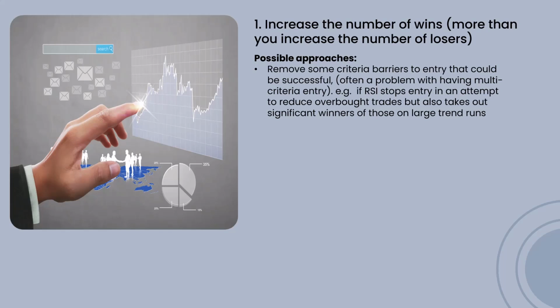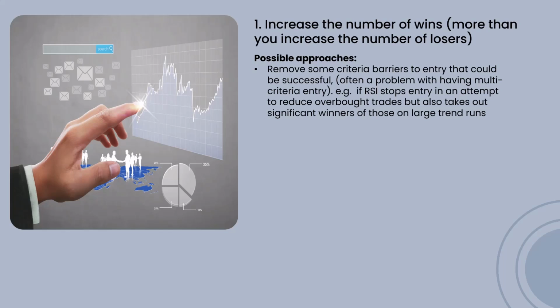Let me give you an example of this. If you have a rule in your system that says if the RSI is above 70, then don't enter a long trade, it could also take out significant winners of those trades that are on large trend runs. Often we see the RSI stay above 70 for a considerable amount of time before ultimately we see it start to drop off. You can only be sure, of course, that this is the case through testing.